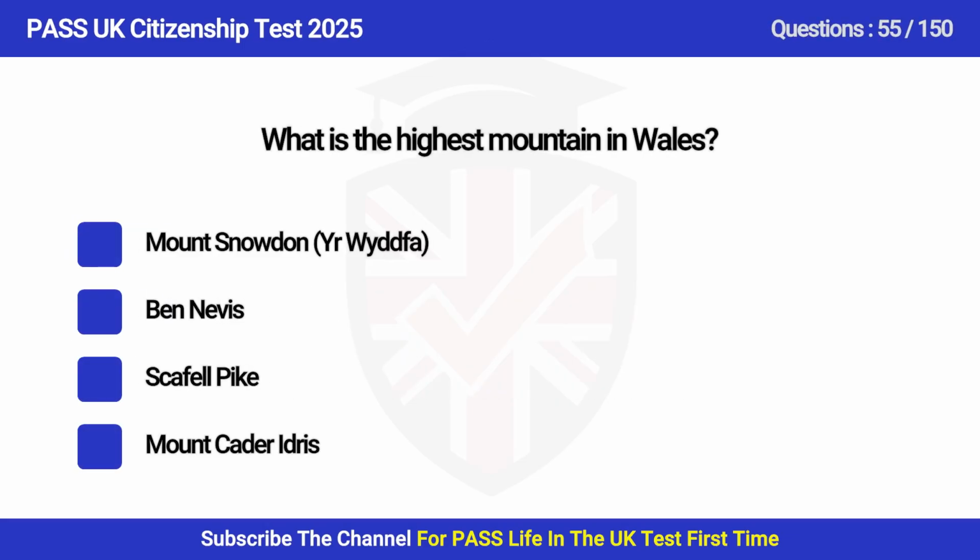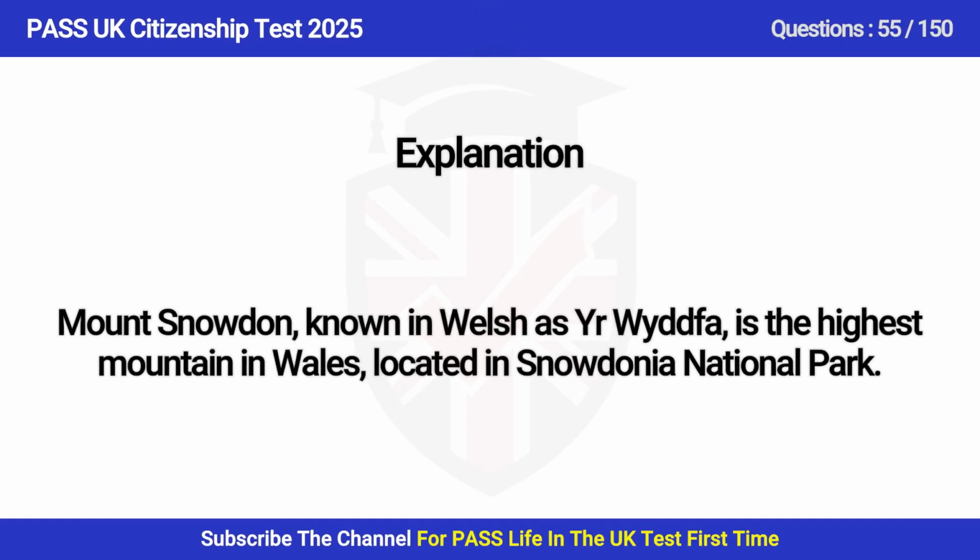Question 55. What is the highest mountain in Wales? A. Mount Snowdon, B. Ben Nevis, C. Scafell Pike, D. Mount Everest. Answer is A. Mount Snowdon. Mount Snowdon, known in Welsh as Yr Wyddfa, is the highest mountain in Wales, in Snowdonia National Park.